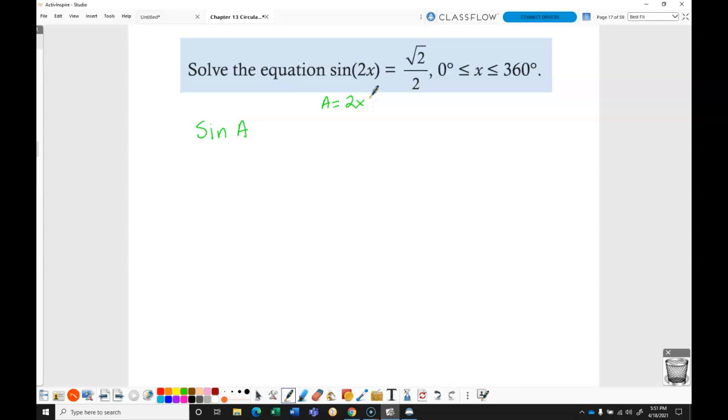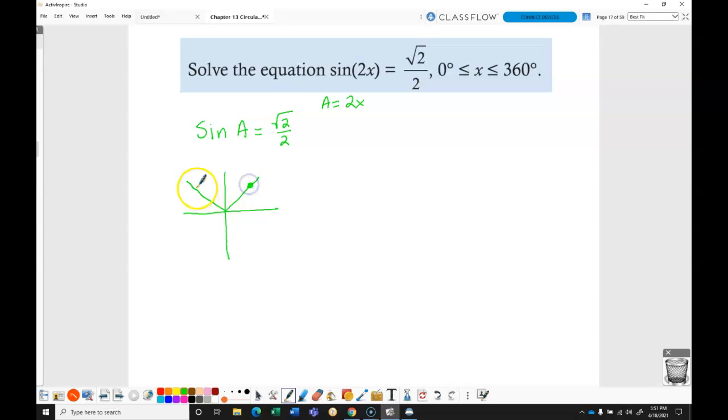And that way, when I find out the angle measures, all I'm going to have to do is divide them by 2 to get back to what x equals. So we're going to look at where the sine of an angle is equal to the square root of 2 over 2. And I know that that's at my 45s, and because it's a positive y value, I know it's going to happen in quadrant 1 and quadrant 2.